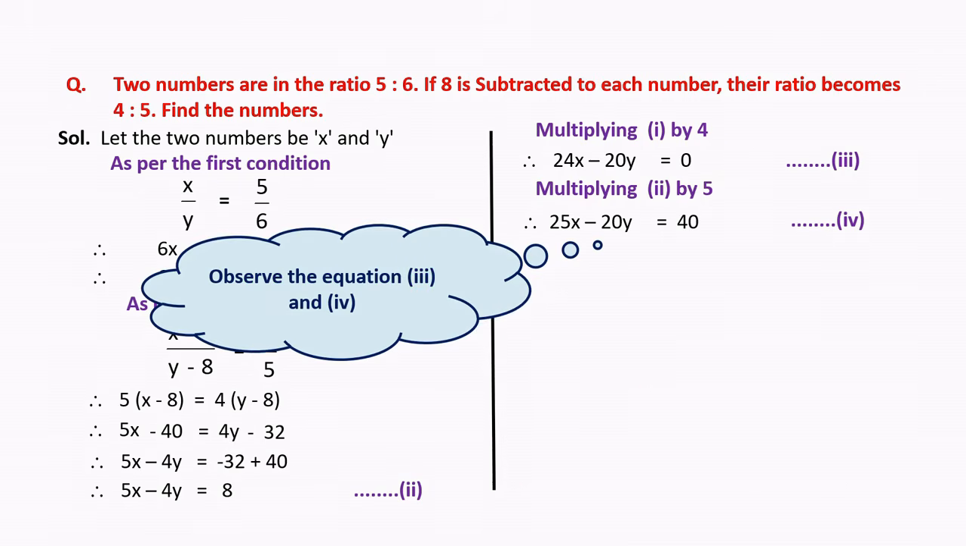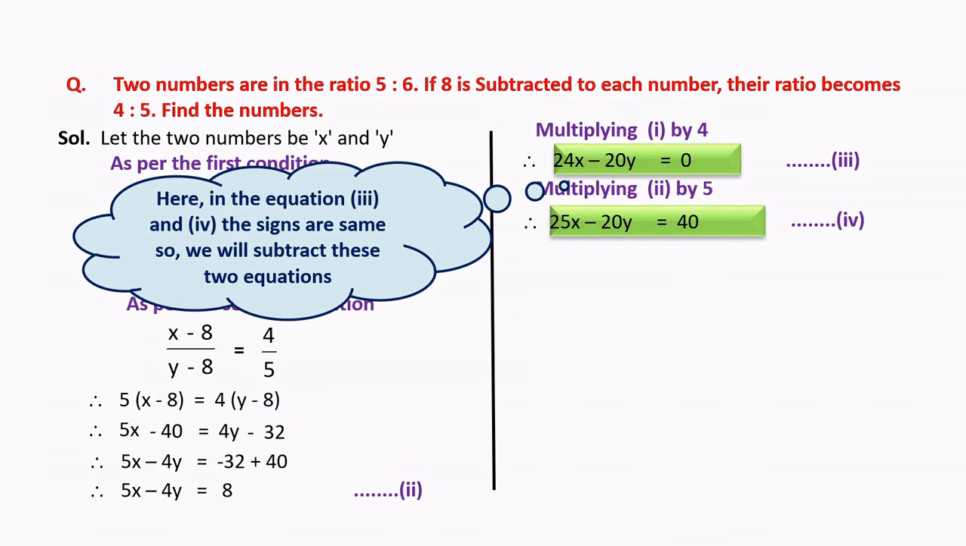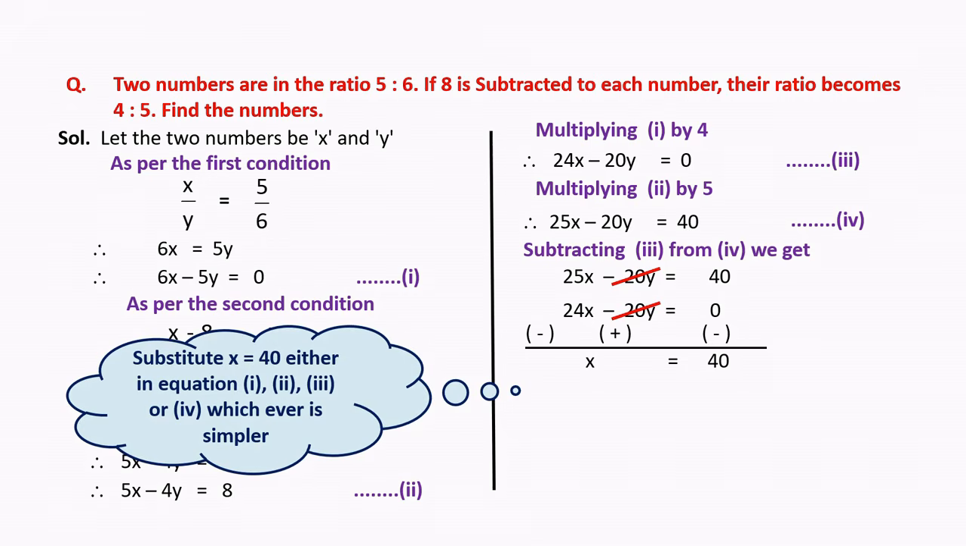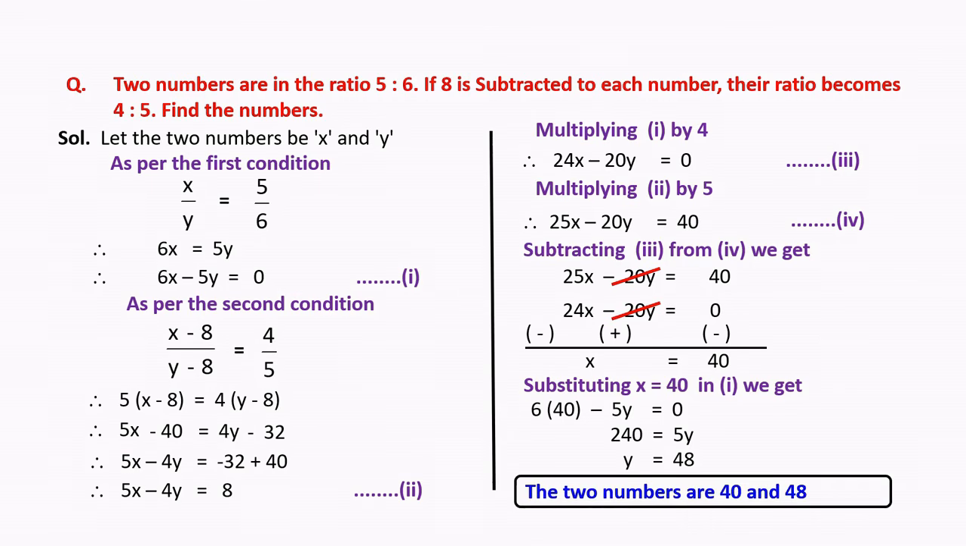Now, observe the signs. Since the signs are the same, we subtract the equations. Subtracting, 25x minus 24x equals 40 minus 0. So, x equals 40. Now, substitute x equals 40 in the first equation. 6 into 40 minus 5y equals 0. 240 equals 5y. So, y equals 48. Therefore, the two numbers are 40 and 48.